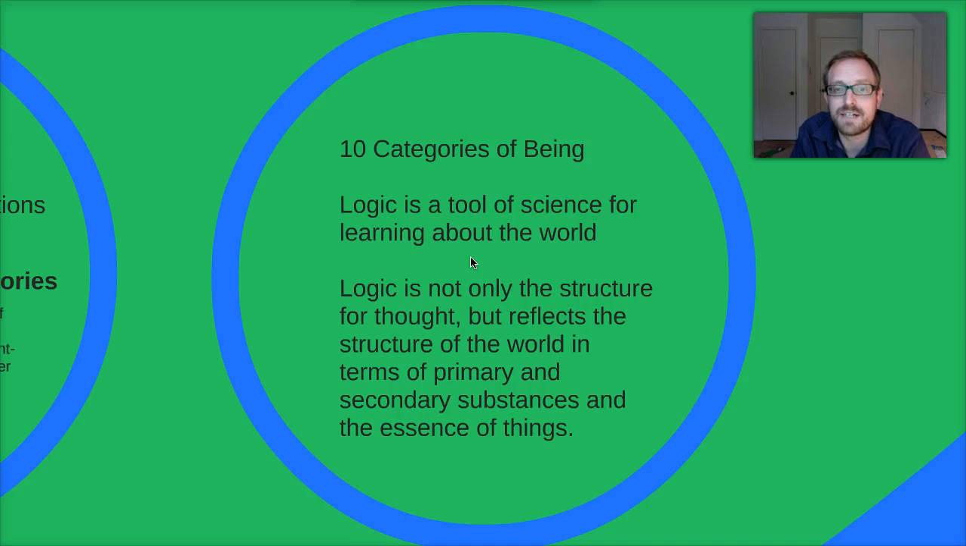Now, logic ultimately is a tool of science for learning about the world. And that's quite critical for Aristotle. That's how he sees the importance and the application of logic, ultimately developing the ground rules, the mechanics for understanding clearly how a scientific argument should be structured such that we can gain knowledge. But the other really critical thing about Aristotle's philosophy here is that logic is not only the structure for our thoughts, but it actually reflects the structure of the world itself, both in terms of primary and secondary substances, and ultimately in terms of the essence of things.